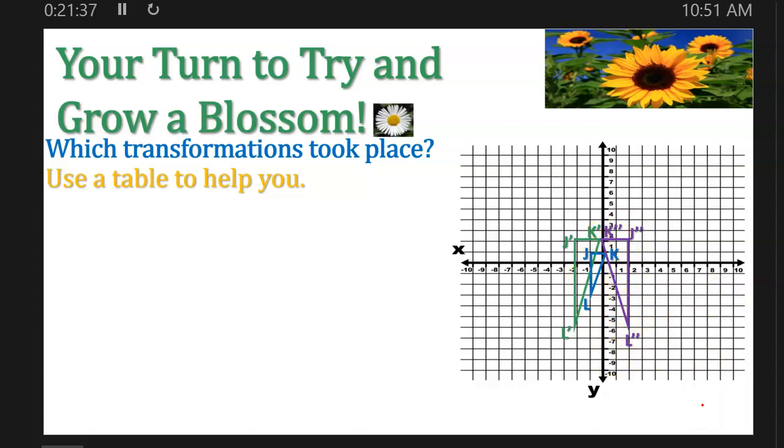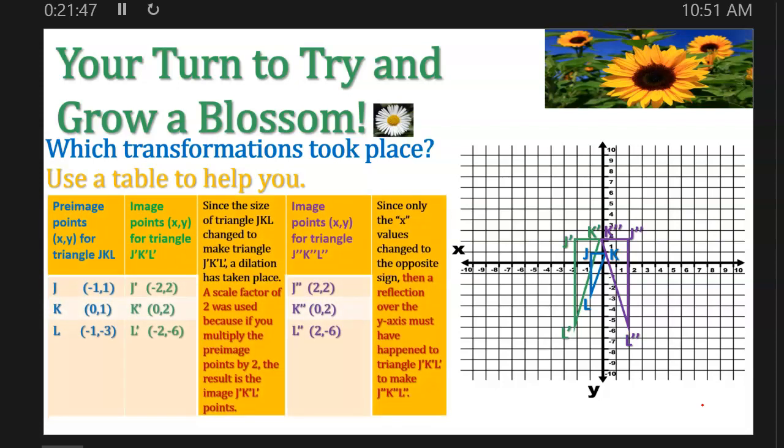So I'm going to count to 3. Go ahead and pause and try to answer this one on your own before I give you the answer. 1, 2, 3. All right, so here's our table, and we've listed the pre-image points for the blue triangle, which was -1, 1, 0, 1, and -1, -3.